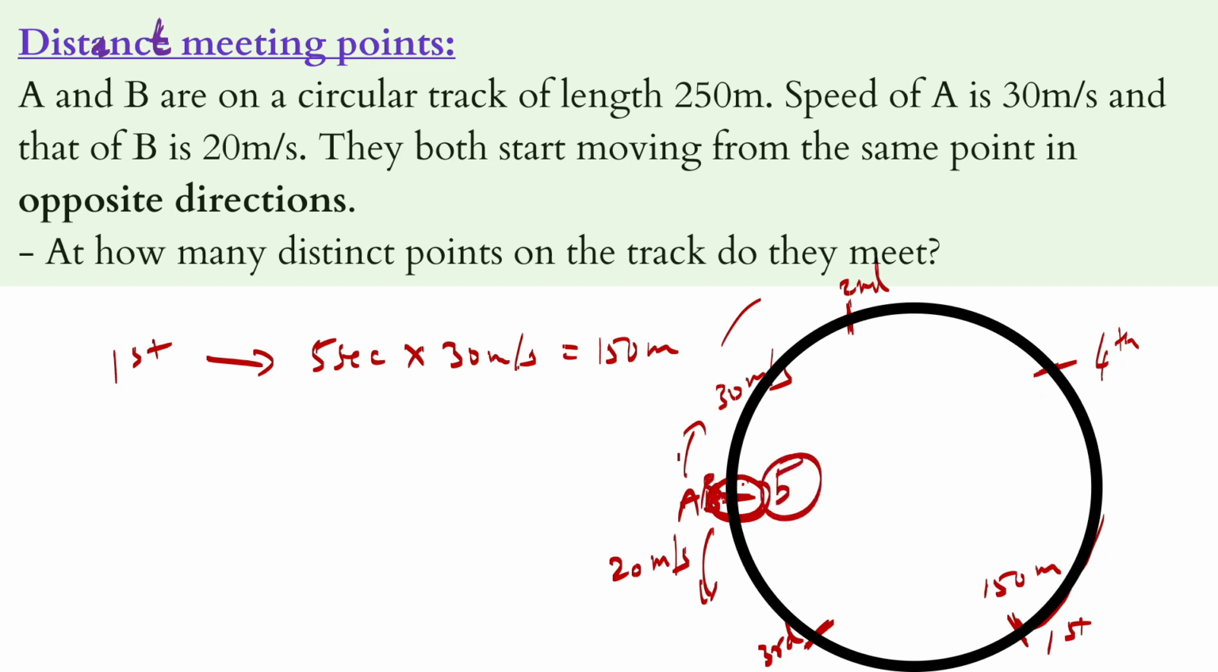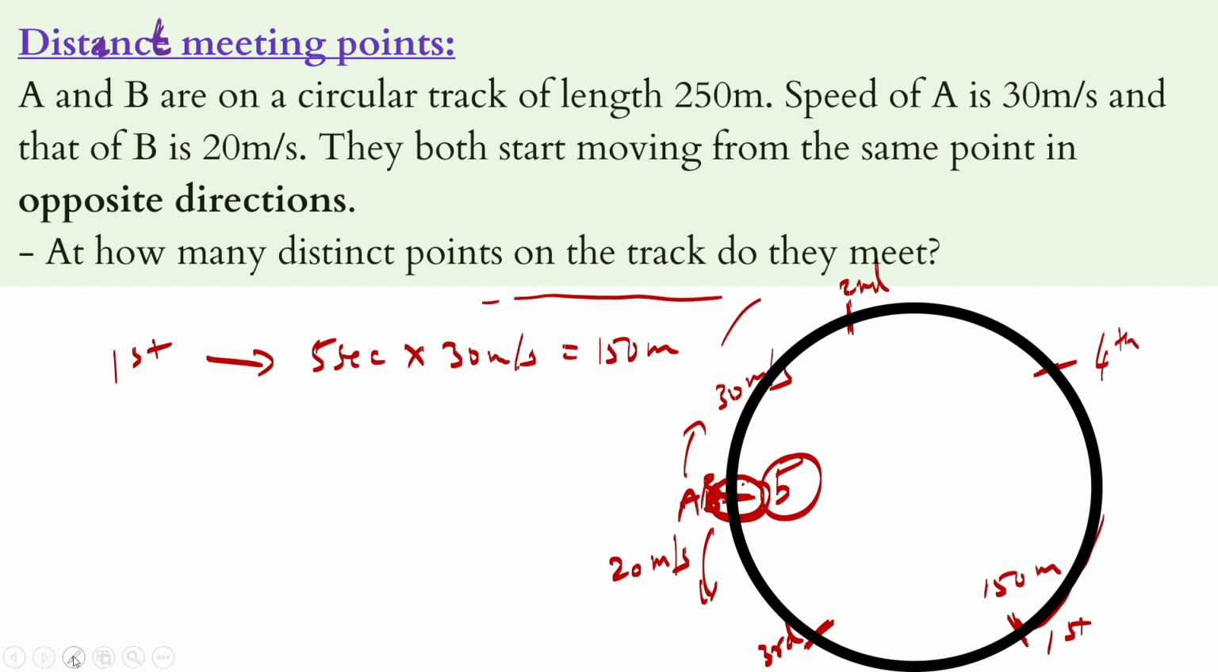Now if we calculate like this, how many distinct points on the track do they meet? There are 5 distinct points, but it's not a very convenient way to calculate this in exams. If it is 250 meters or lesser than this, we may calculate, but it's somewhat time consuming. What if we are asked to calculate for a greater length than 250 meters? It's not advisable to count like this. So what must we do in this case?